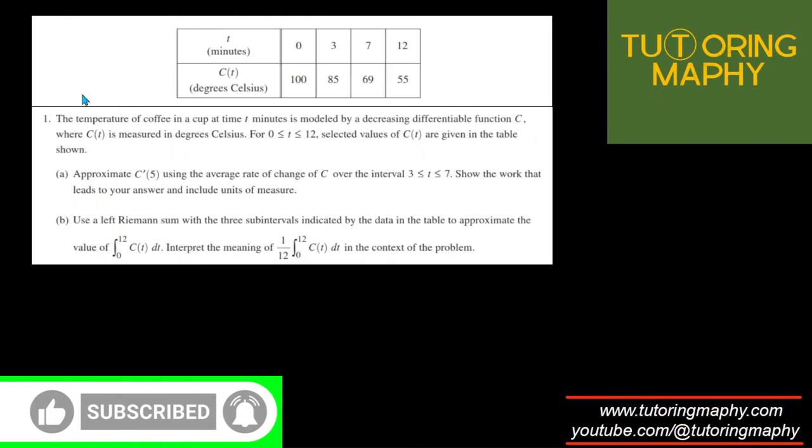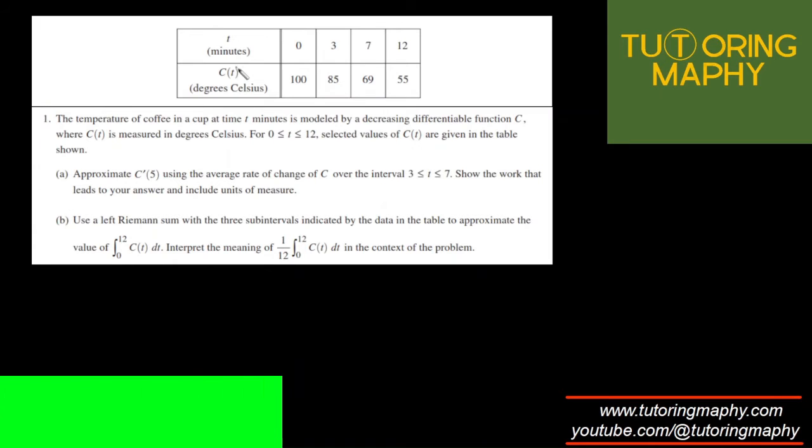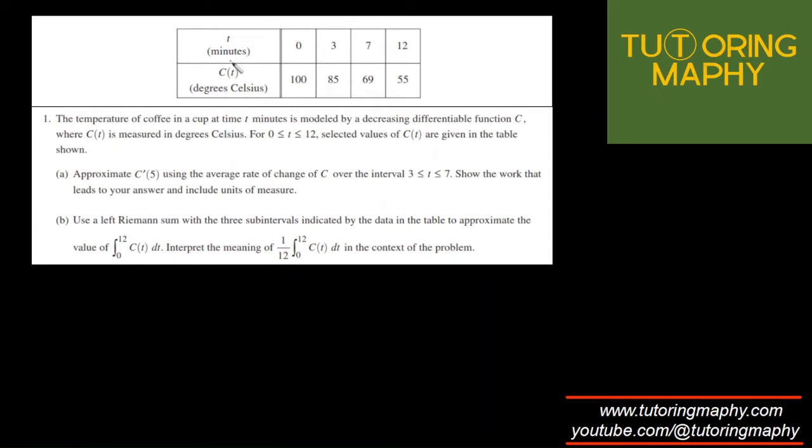Question 1 says there's a table where C of t, in degrees Celsius, and t, in minutes, are given. This is the temperature of a coffee in a cup at time t minutes, modeled by a decreasing differentiable function C, measured in degrees Celsius. From 0 to 12, selected values of C are given in the table. Approximate C prime of 5 using the average rate of change of C over the interval from 3 to 7. Show the work that leads to your answer and include units of measure.